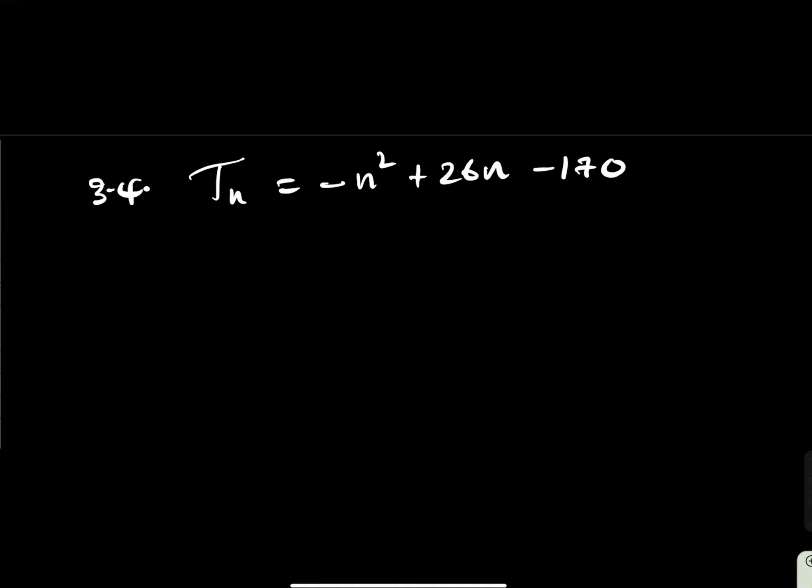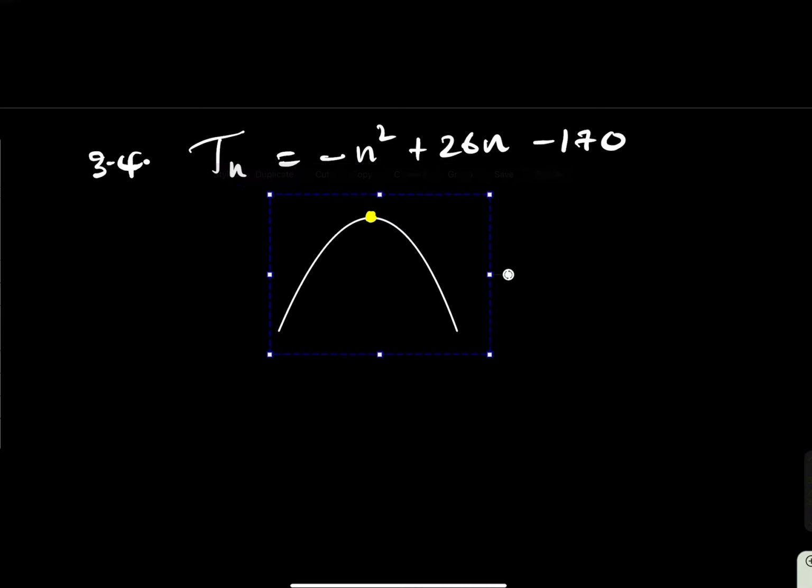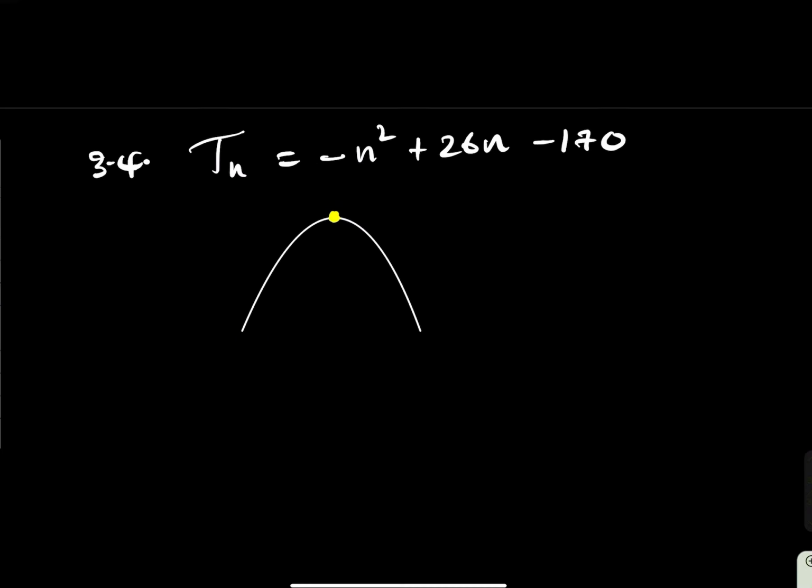Think about it. If you are to graph it, this situation has a maximum value at this particular point. So how do you find that maximum value? That is a turning point, eh? It's a turning point. How do you find that one? We have your axis of symmetry there.